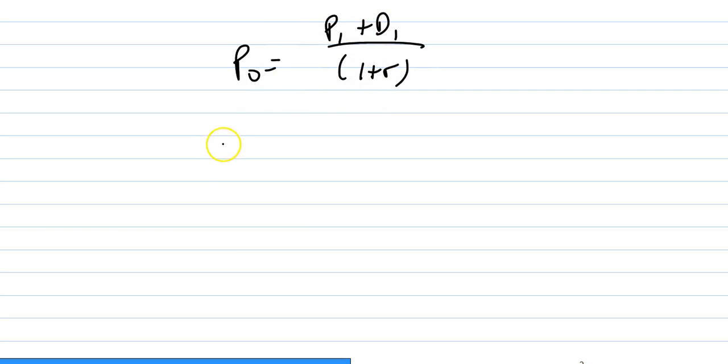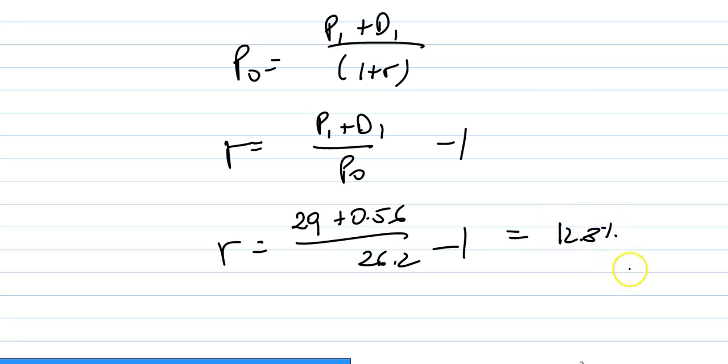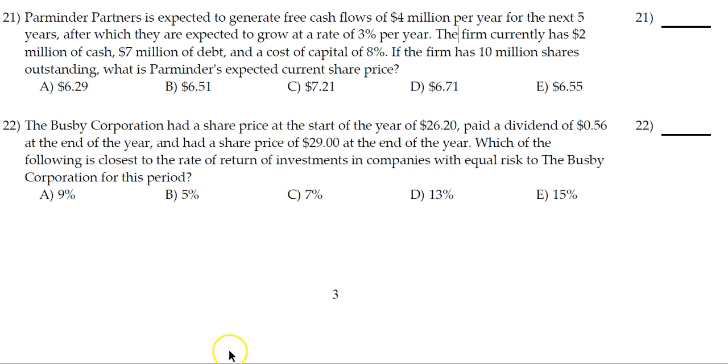If we rearrange this, we'll find that R is equal to P1 plus D1, so the cash flow from year 1, divided by P0, minus 1. So basically, it shows you how the value of your investment increased in a year. So our R will be equal to 29 plus 0.56 divided by 26.2 minus 1, and that will give us 12.18%, which is, by rounding up, answer D.